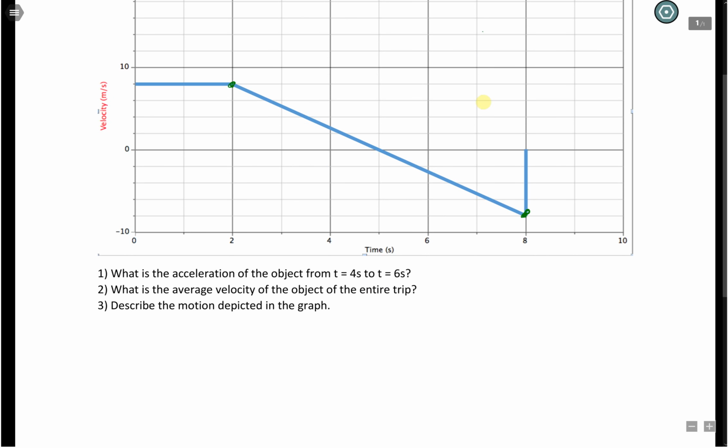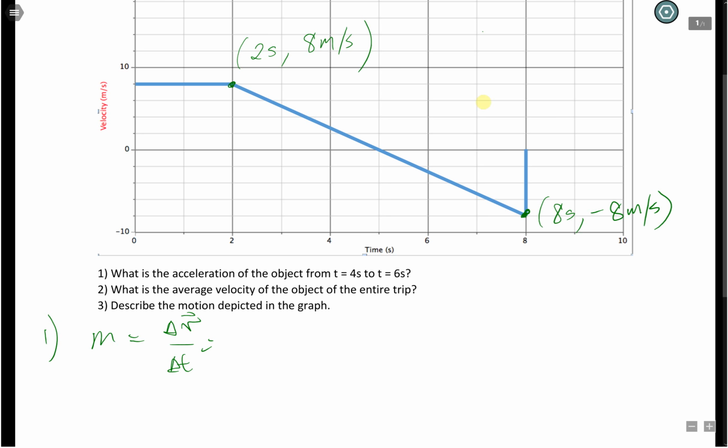Okay, I'm going to write down my coordinates over here. My coordinates here is 2 seconds at 8 meters per second. And here I have my coordinates being at 8 seconds, and I have here negative 8 meters per second. For number 1, we're going to find our slope. Our slope over here is our rise over our run, which is our change in velocity over our change in t.